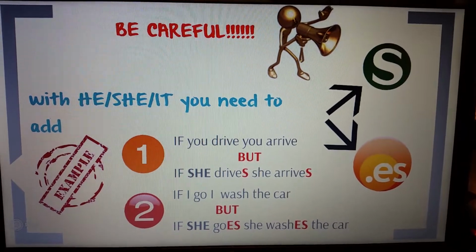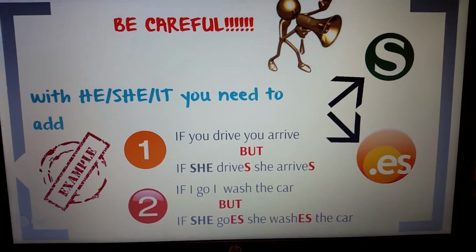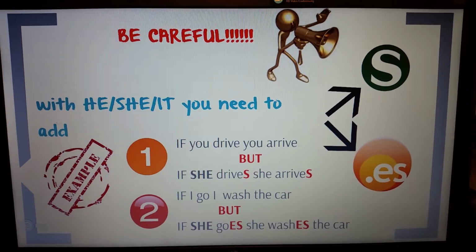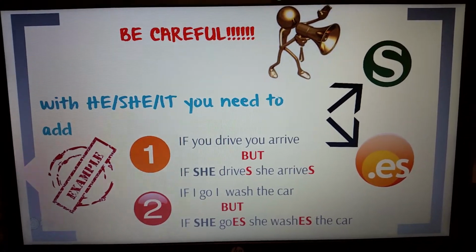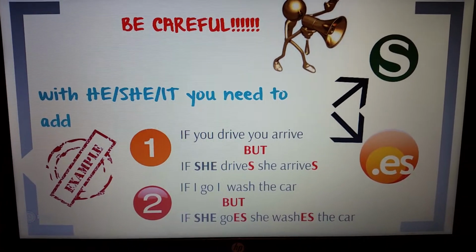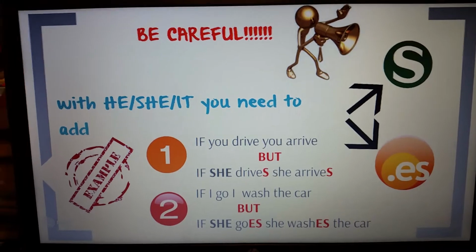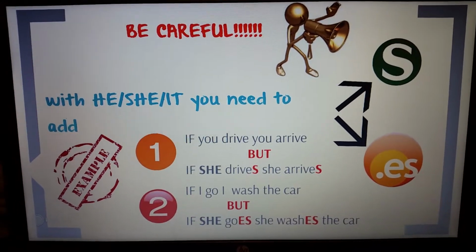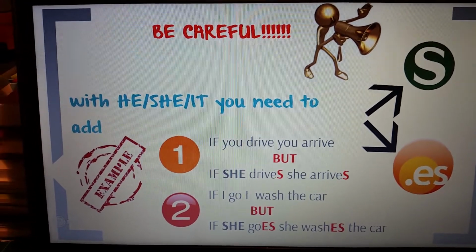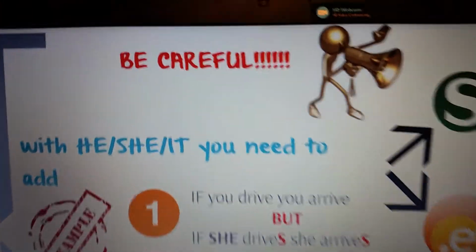Now, be careful. You can see in the picture, with the third person singular form, with he, she, and it, you need to add an s or an es. If you drive, you arrive. But if she drives, she arrives. Remember the s later. If I go, I wash the car. But if she goes, she washes the car. Careful and keep an eye on it.